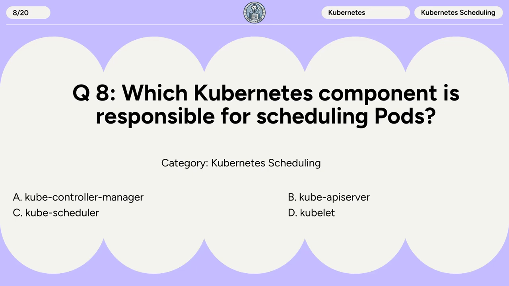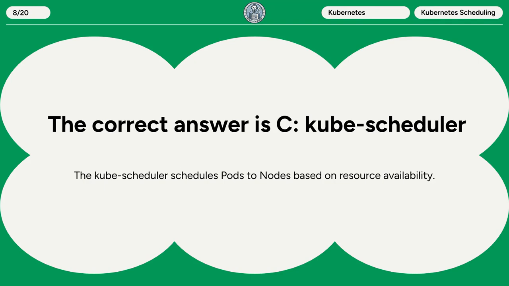Question 8. Which Kubernetes component is responsible for scheduling pods? A. Kube Controller Manager. B. Kube AppServer. C. Kube Scheduler. D. Kubelet. The correct answer is C. Kube Scheduler. The Kube Scheduler schedules pods to nodes based on resource availability.